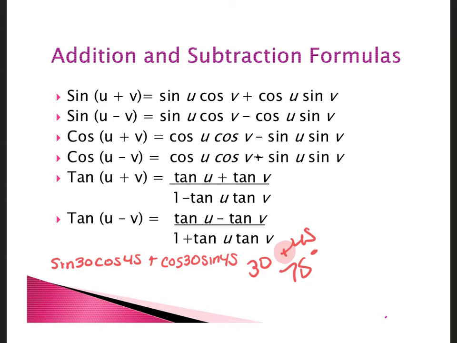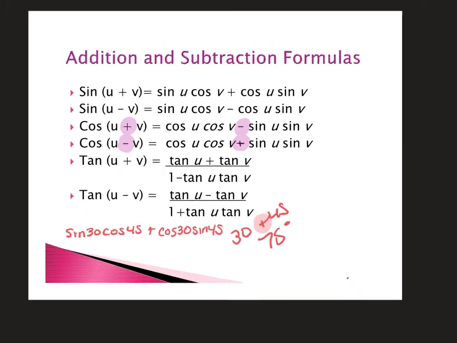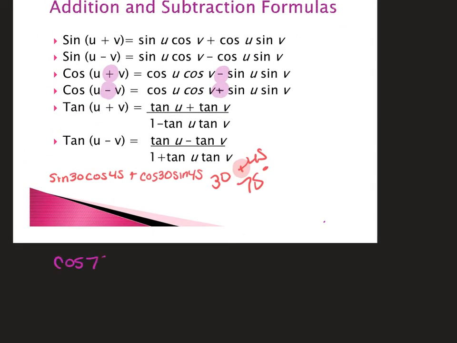Then for cosine, the pattern is cosine, cosine, sine, sine. So the actual trig functions stay the same: cosine, cosine, and then sine, sine. The difference with the sign, positive or negative, in cosine is that it's the opposite. So if I am finding the sum of two angles, then when I go to use the equation, I actually change it to minus. So if I was to find the cosine of 75, it would again split to 30 plus 45, and for cosine, I would do cosine 30, cosine 45, and I change this to minus, sine 30, sine 45.